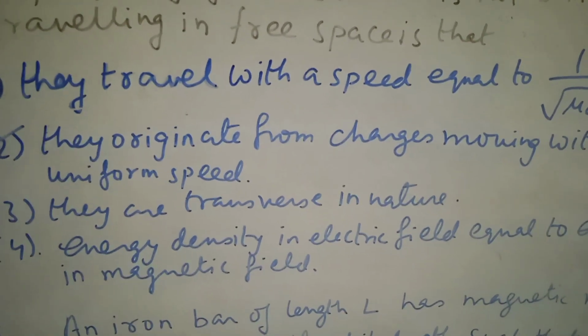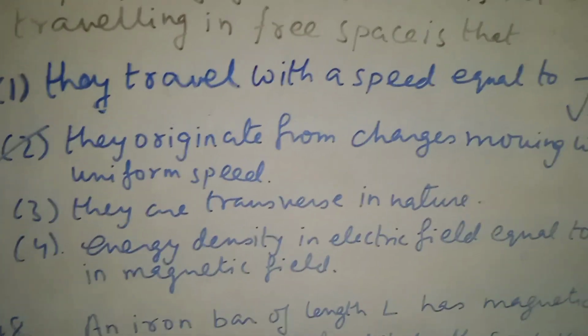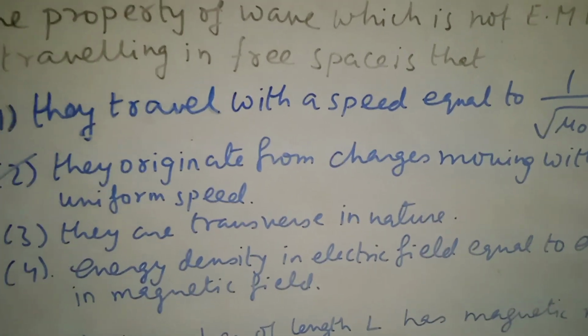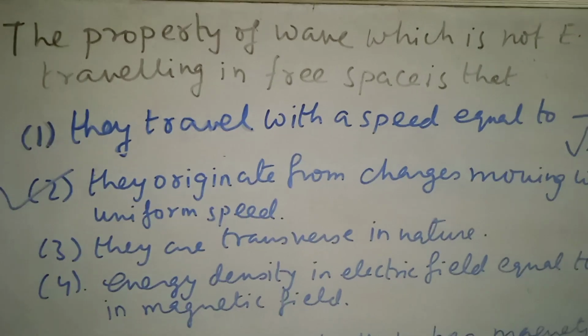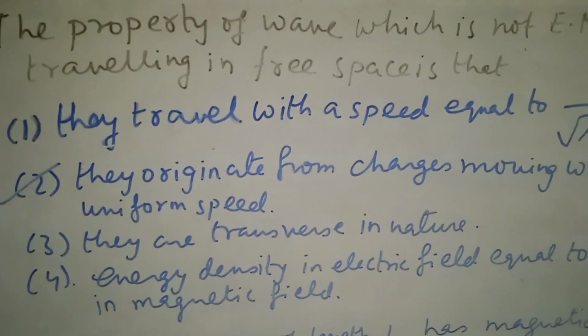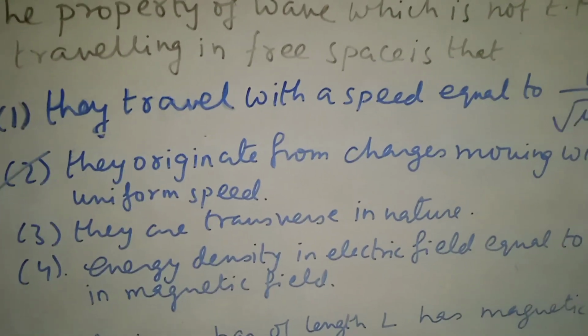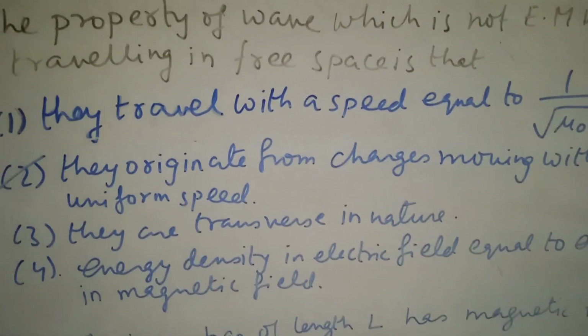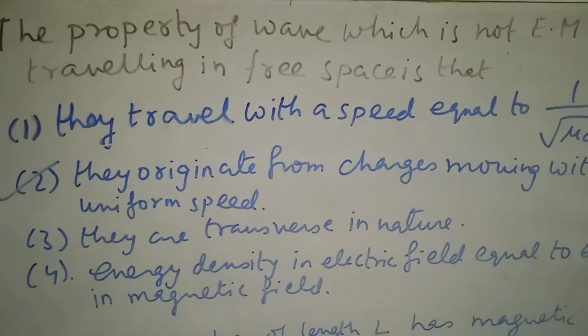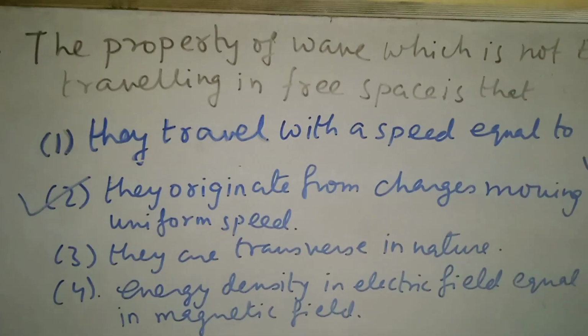They are transverse in nature. That is also correct. Energy density in electric field equals energy density in magnetic field. That is also correct. So option number 2 is correct. But here it is not the electromagnetic wave, that doesn't match the property of electromagnetic waves. So that means they originate from charges moving with uniform speed. So acceleration here is 0, so it moves in uniform speed. So this is number 2.